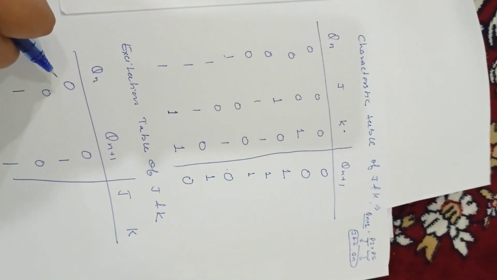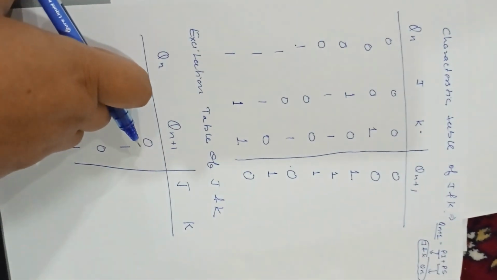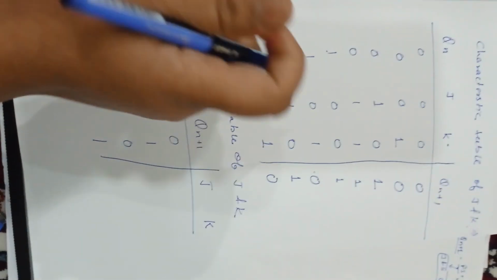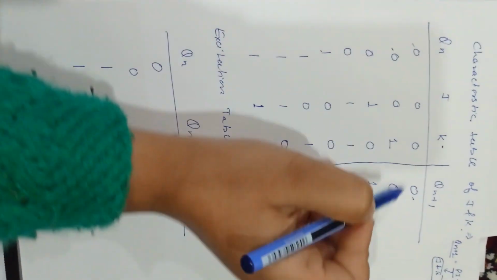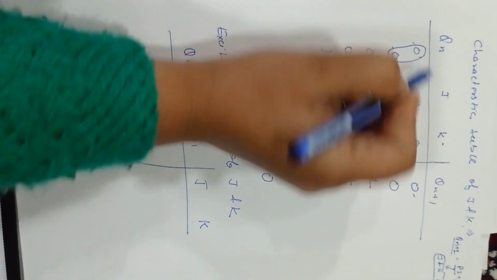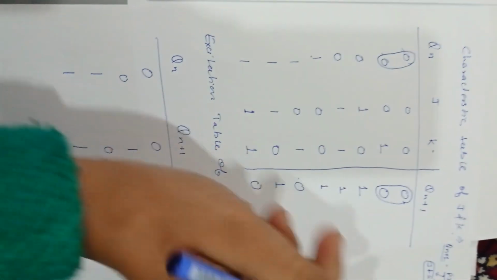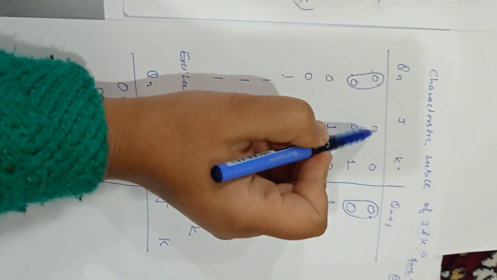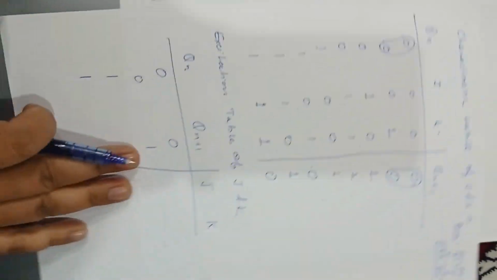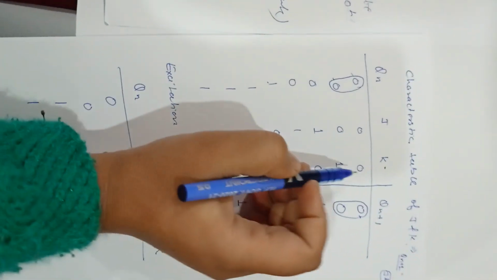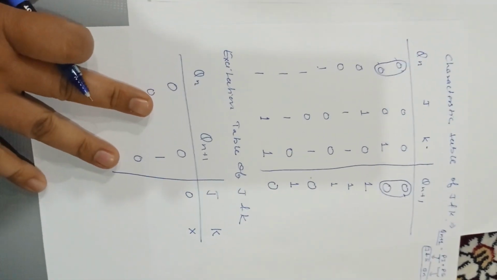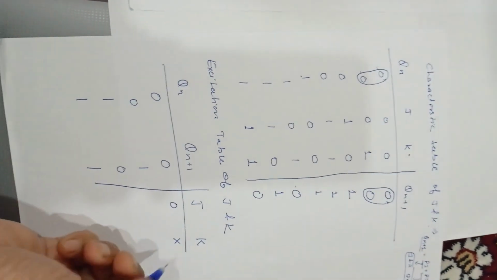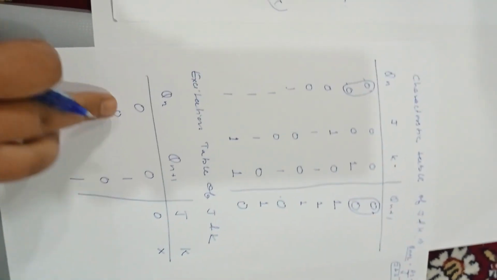So the first case, whenever your qn is 0, qn plus 1 is also 0. So here you can see that qn is 0 and qn plus 1 is 0, for these two cases. Here your j is the same, that is 0 and 0, but your k is changing from 0 to 1. So k is represented with your don't care condition, that is represented with this x variable. So x can be 0 and it can also be 1.